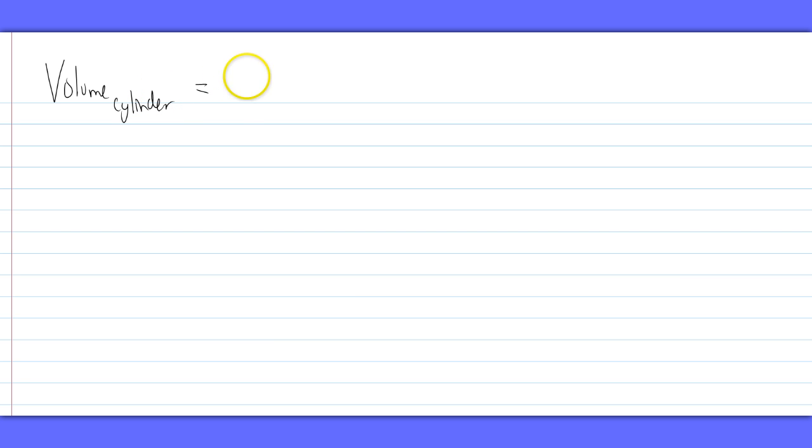Instead of saying capital B times H, we can put in pi r squared times H, because pi r squared is going to be the area of a circular base. We're going to go right into an example for this one.